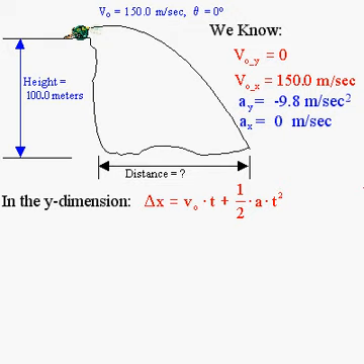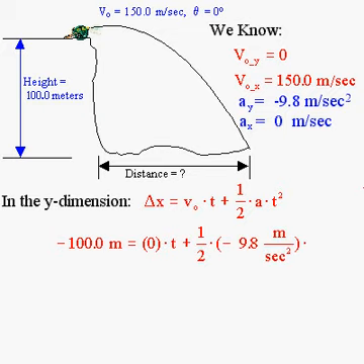Delta x is displacement. What's the displacement in the y dimension? Well, it's negative 100.0 meters. How do I know it's negative? Well, I defined traveling down as negative because I gave the acceleration due to gravity a negative value. Since the projectile falls down 100.0 meters, then its displacement is negative 100.0 meters. The initial velocity, as we've already determined, is 0. We don't know the time, but we do know the acceleration, negative 9.8 meters per second squared.